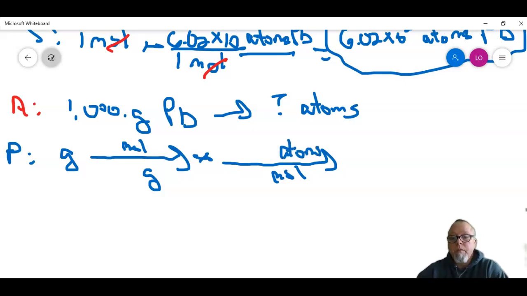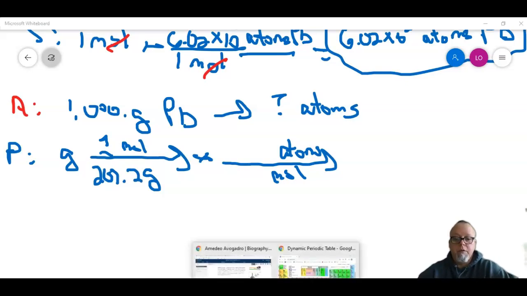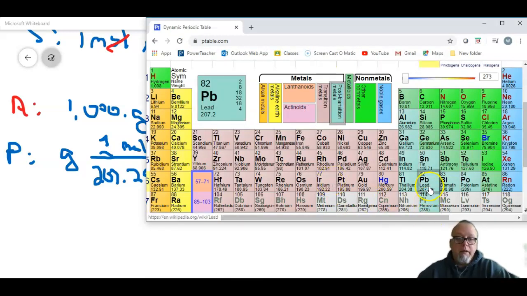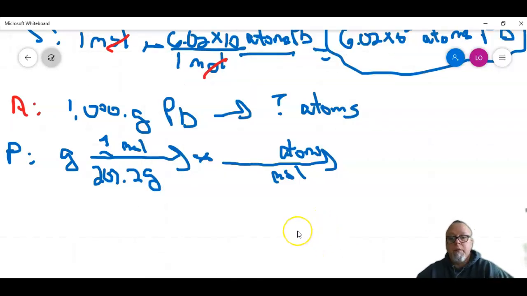So 1 mole of lead has how many grams? It was 207.2. One of you let me know if I was wrong on that. I didn't look. Well, let's look. And you can't let me know because you're watching a video. Lead is 207.2, so we were correct.